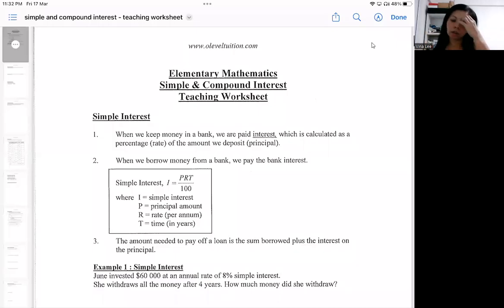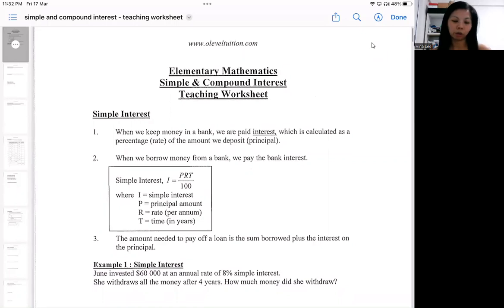Okay, for this section under the topic indices, we are exploring simple interest and compound interest. Simple interest should have been covered in the lower set. Anyway, I will do a quick recap first. A quick recap of interest.